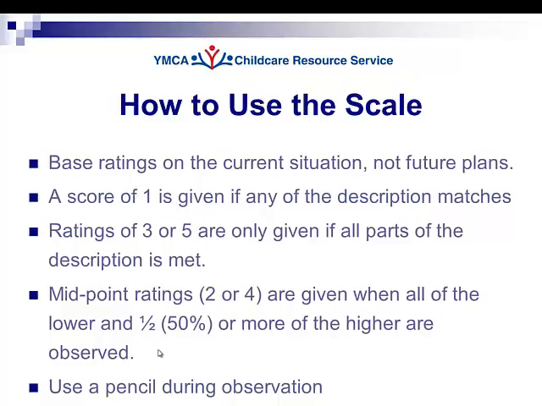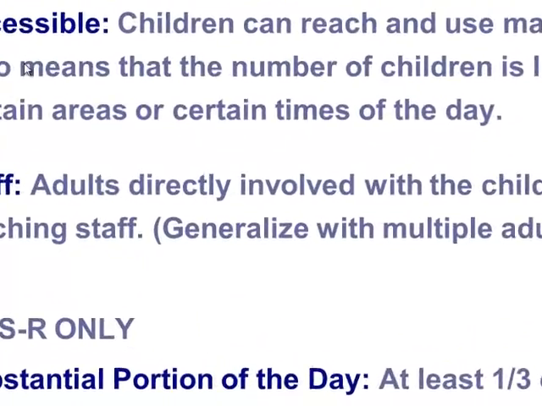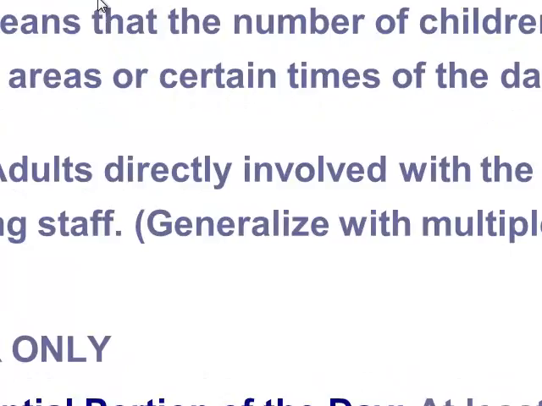We've pretty much covered all of this. Use a pencil during your observation, so that's really important. The rest of these things we've covered about the 50% rule and so forth. Accessible means that the children can actually reach and use the materials. So if it's on an open shelf at child height level, that's probably accessible. If it's in a cabinet or cupboard or storage that's put away behind closed doors, that's probably not accessible. So be aware of that.